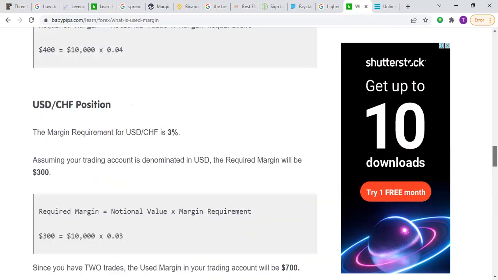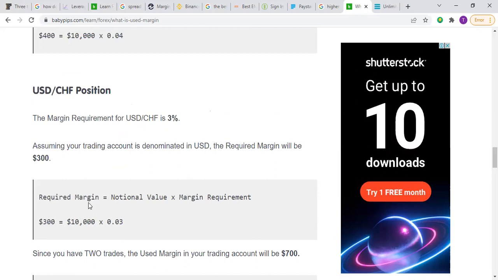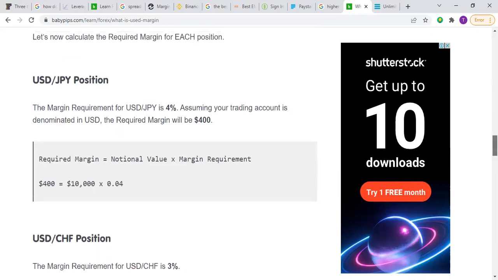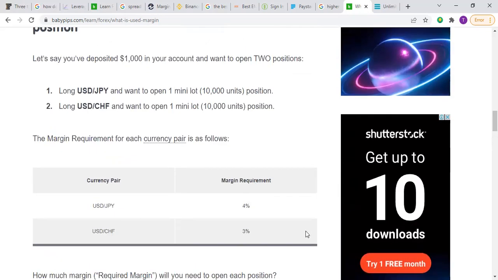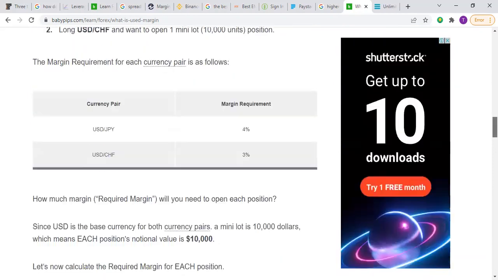So this is required margin. It has a calculation as well. Required margin is notional value multiplied by margin requirement. So it is based on these margin requirements. If you want to trade EUR/USD, you only have to have 2% of the requirement. If you are trading USD/CHF, you have 3%. If you are trading USD/JPY, you have 4%.